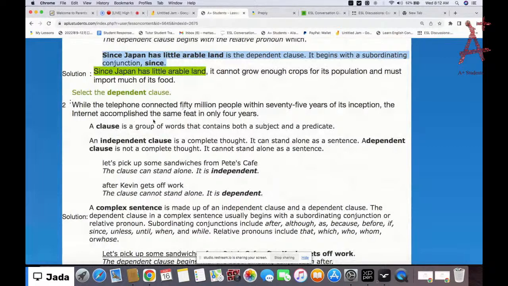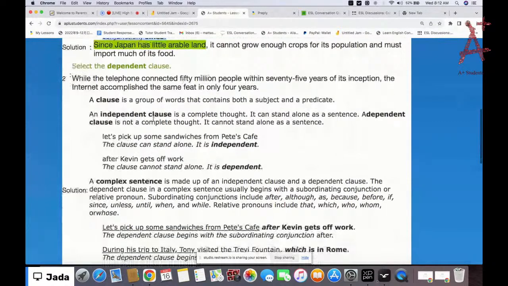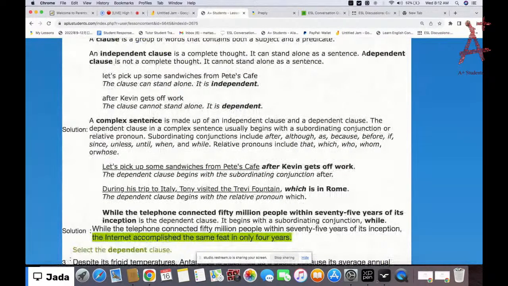So now, which is the dependent clause here? When we look at it, it starts with while. Okay, and then is while part of the dependent clause? Yeah, you have to check. So yeah, while is a subordinating conjunction. So it starts from while the telephone connected 50 million people within 75 years of its inception. So this is the beginning. This part here, from while, is the dependent clause.